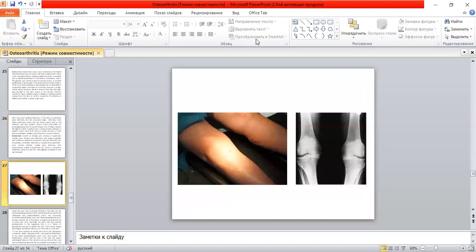You can see osteoarthritis of the knees on the X-ray. Osteoarthritis grade 3 or 4 by the Kellgren-Lawrence classification.